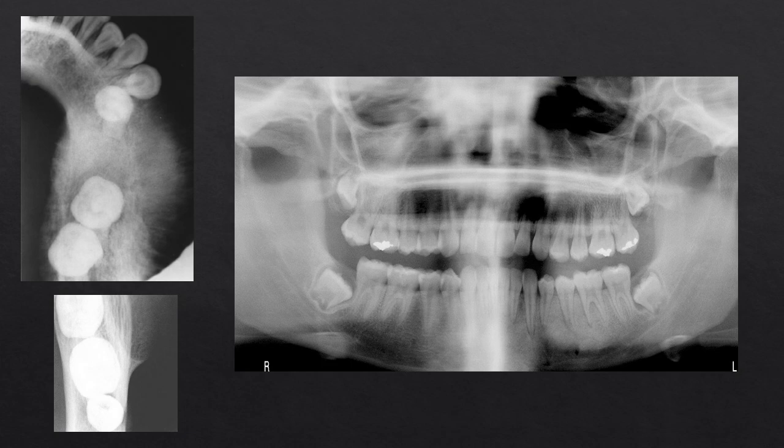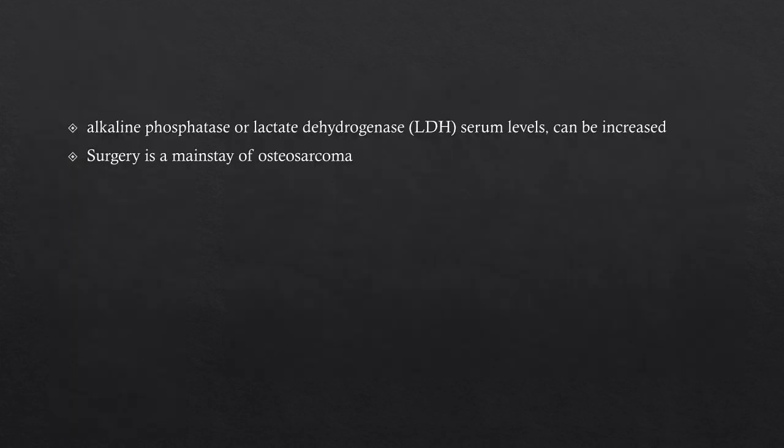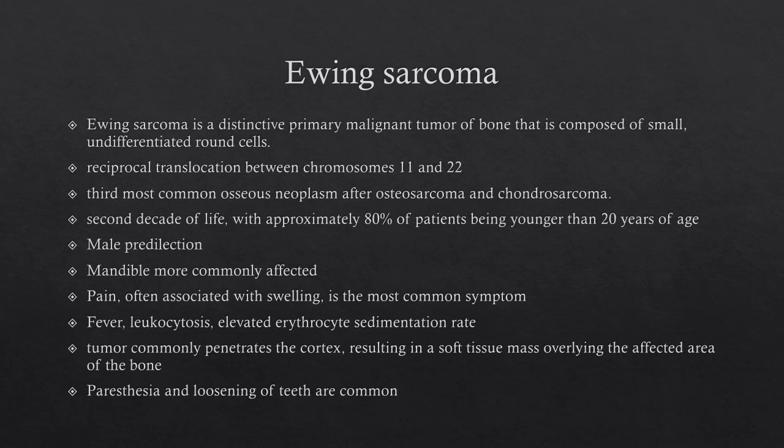The one on the right is the OPG, where you see a lesion present in the region of 33, 34, 35, 36 and 37, with a widened periodontal space and loss of lamina dura on one side of the roots of the teeth, which is characteristic for osteoblastoma. Alkaline phosphatase or lactate dehydrogenase serum levels can be increased, and surgery is the mainstay of treatment for osteosarcoma.